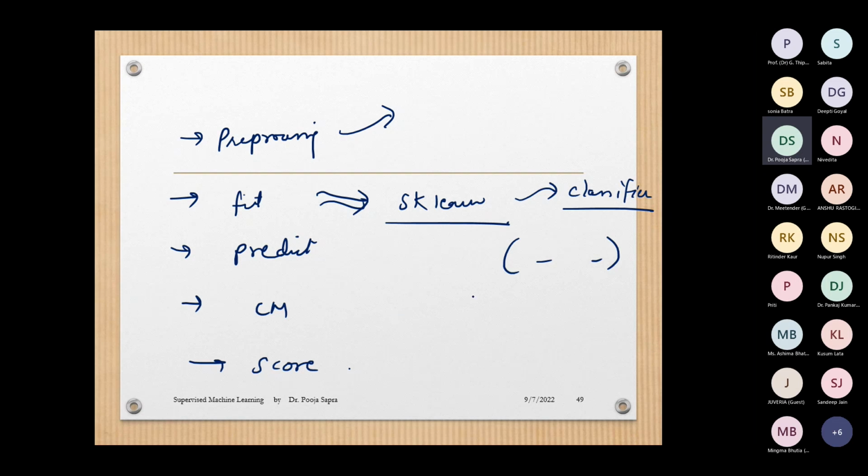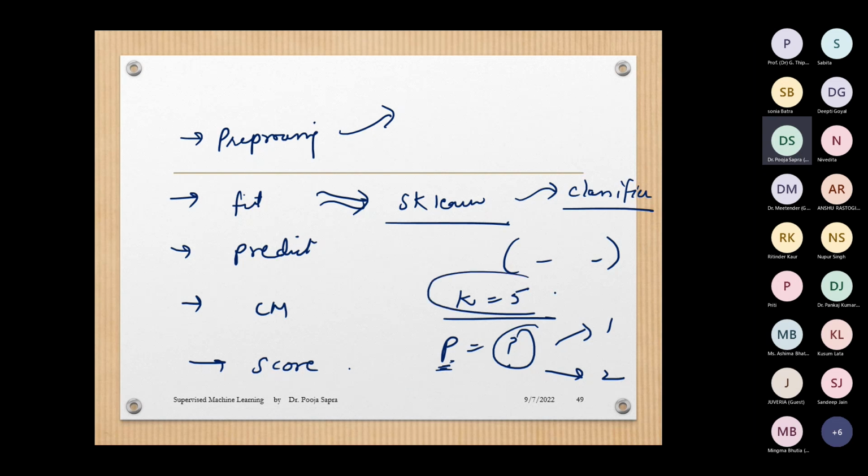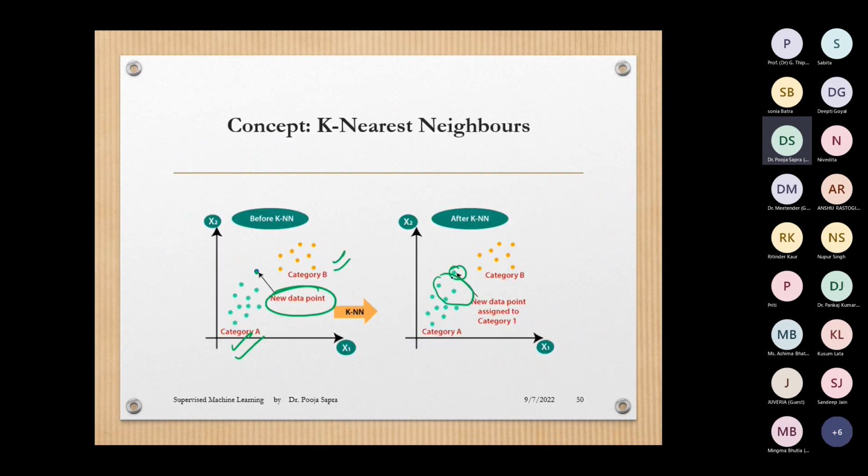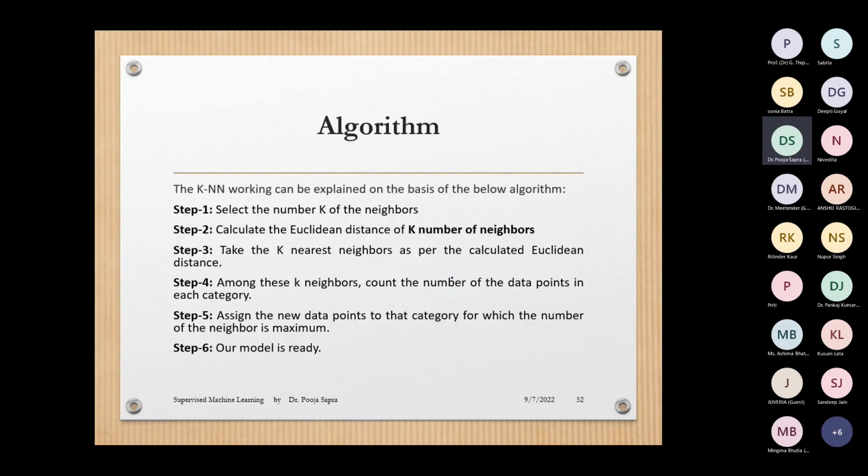What are those parameters? I would be requiring the value of k, and I would be requiring the value of p also. Now, the p value can be either 1 or 2, depending upon how I am calculating the distance, whether it is Euclidean or Manhattan. The k value you can put anything, 3, 5, 7, but it should be odd, right? So what is the algorithm?